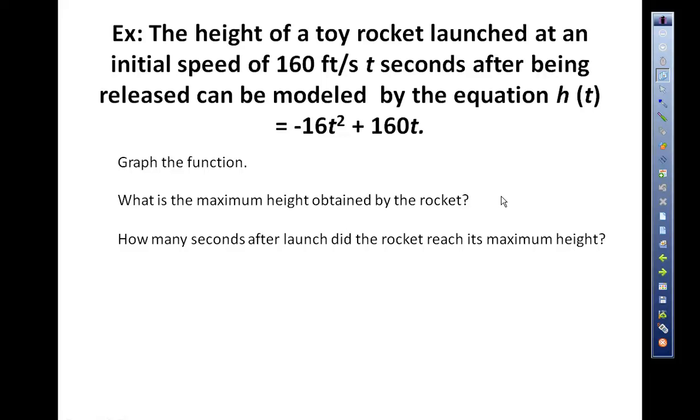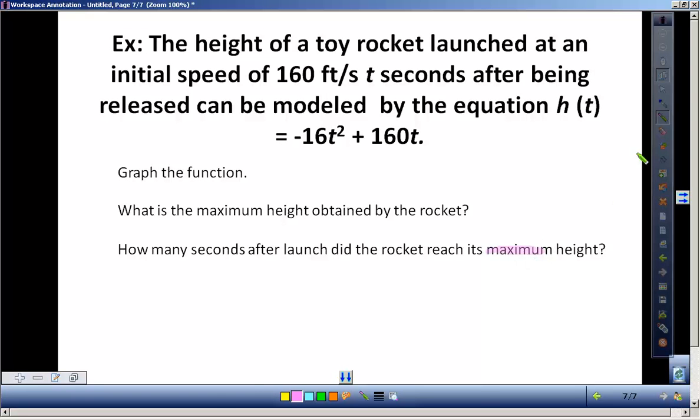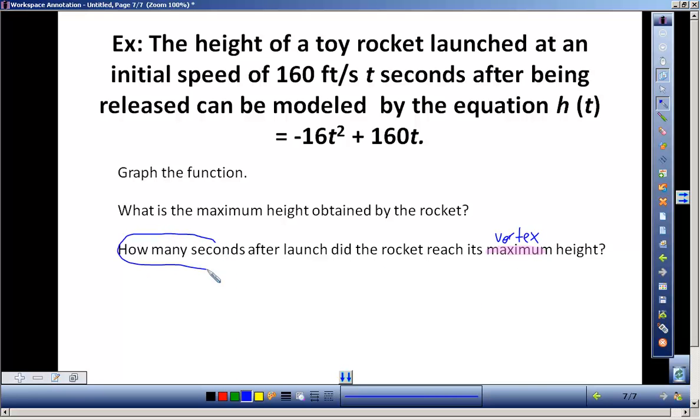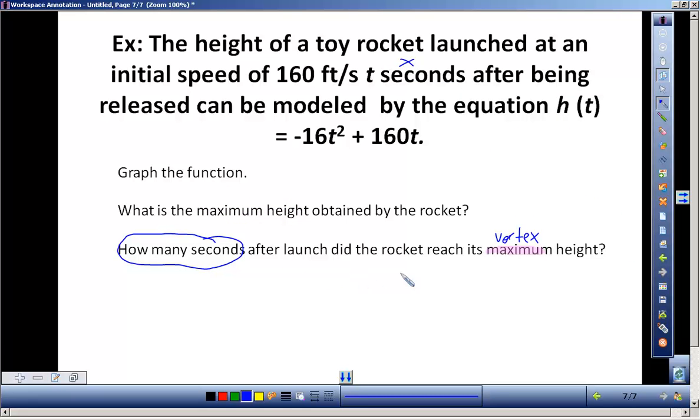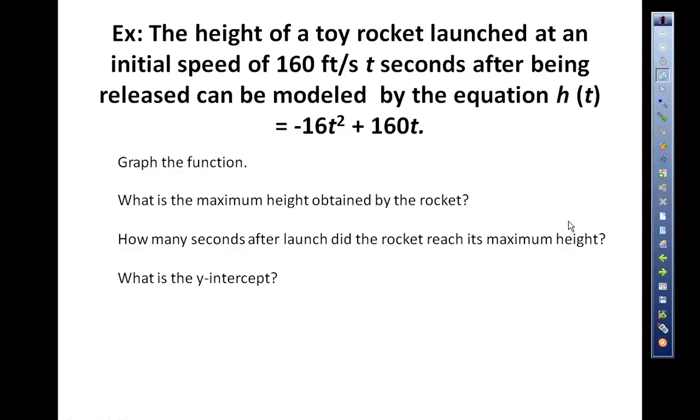Done. Let's look at the next question. How many seconds after the launch did the rocket reach its maximum height? Again, there's that key word, maximum. So that tells me that I'm looking for the vertex. Now what is it asking me for? It is asking me for how many seconds. So which letter was seconds in our problem? That was x. So if I go back and look at my point, the x value was 5. So that tells me that the time, how many seconds, it was 5 seconds when it reached its maximum height.